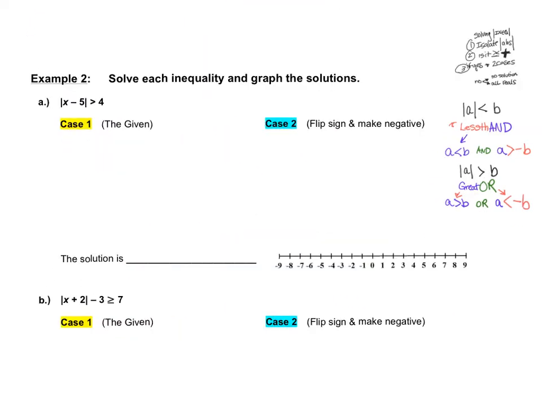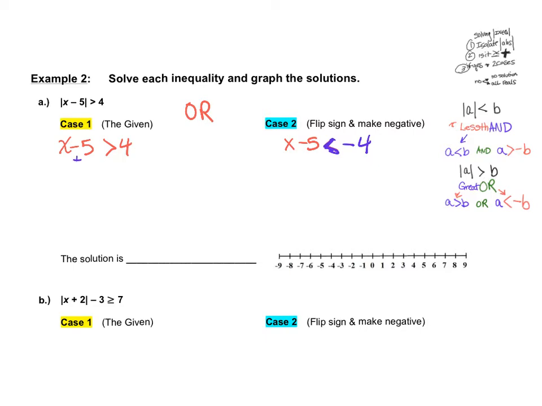Okay. Next one. Absolute value. Is it isolated? Yes. Is it positive? Is positive. Now, off to absolute value inequalities. It's a greater than, so it's greater. It's an or inequality. It's going to be important for you to know that it's an or inequality. Then I set up the two cases. Case 1, the given, x minus 5 is greater than 4, or case 2, x minus 5 is less than the negative. Notice that you flip the symbol and make it negative.